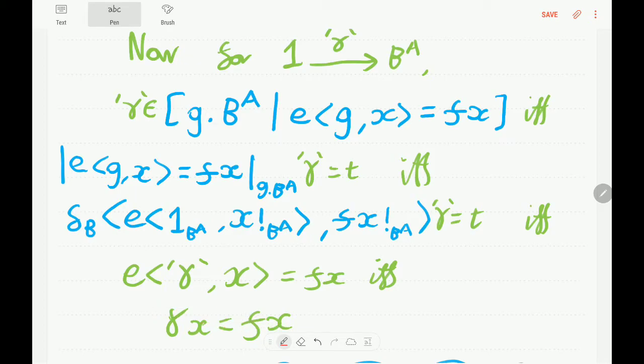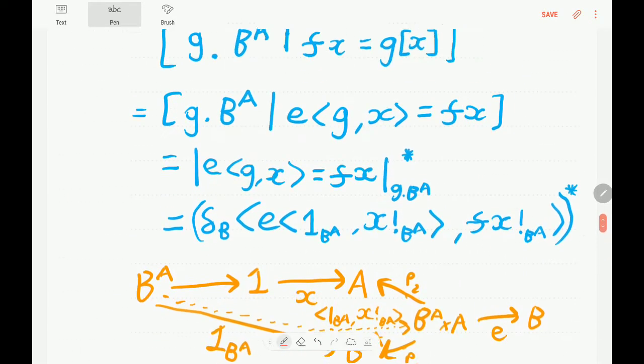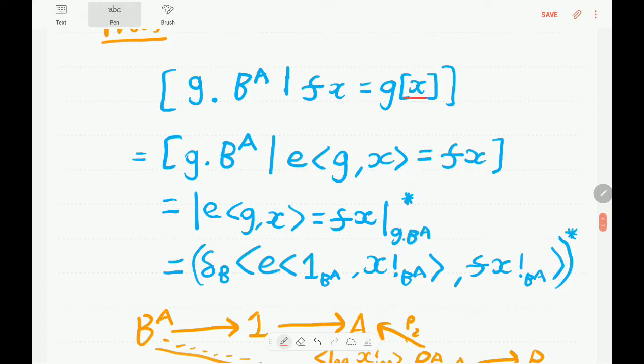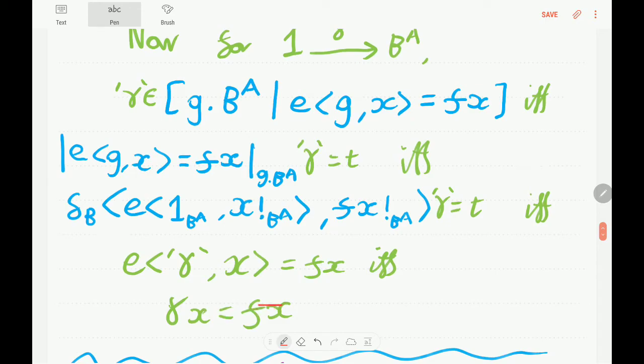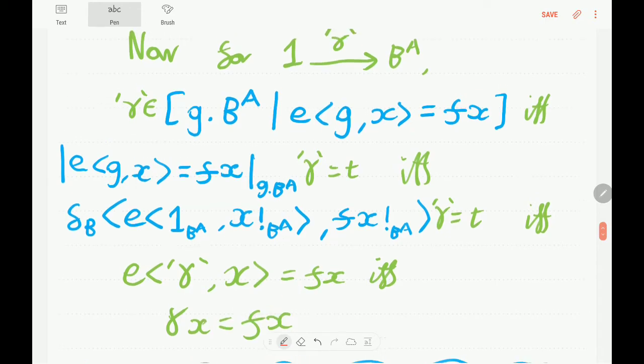our claim, because we essentially have that the name of gamma is in this extension here. Well, I could say this extension here, it's the same, okay, if and only if gamma after x equals fx, okay, which is what we wanted.